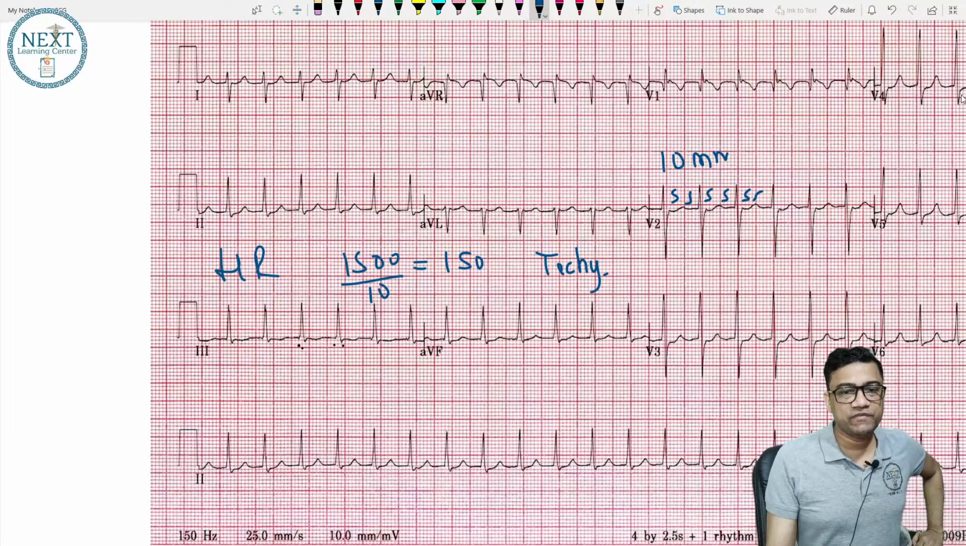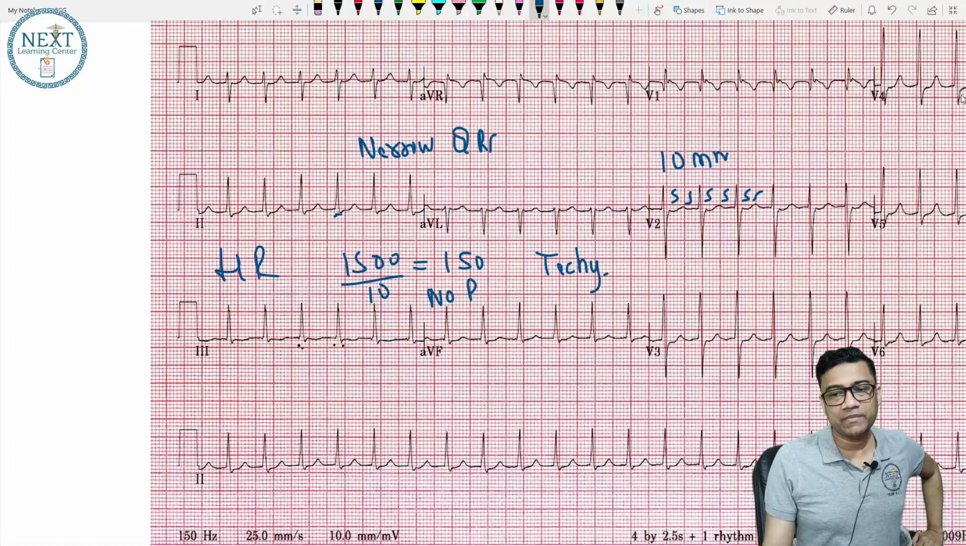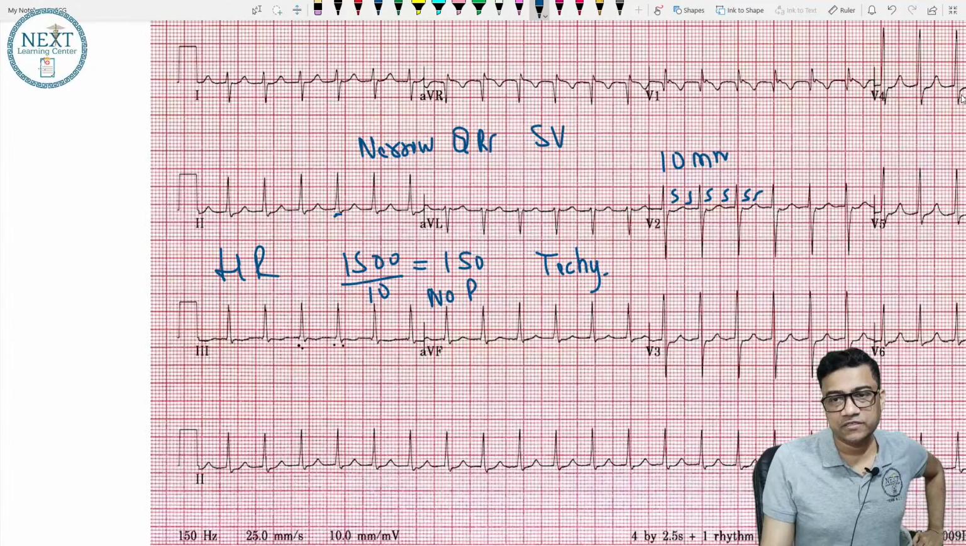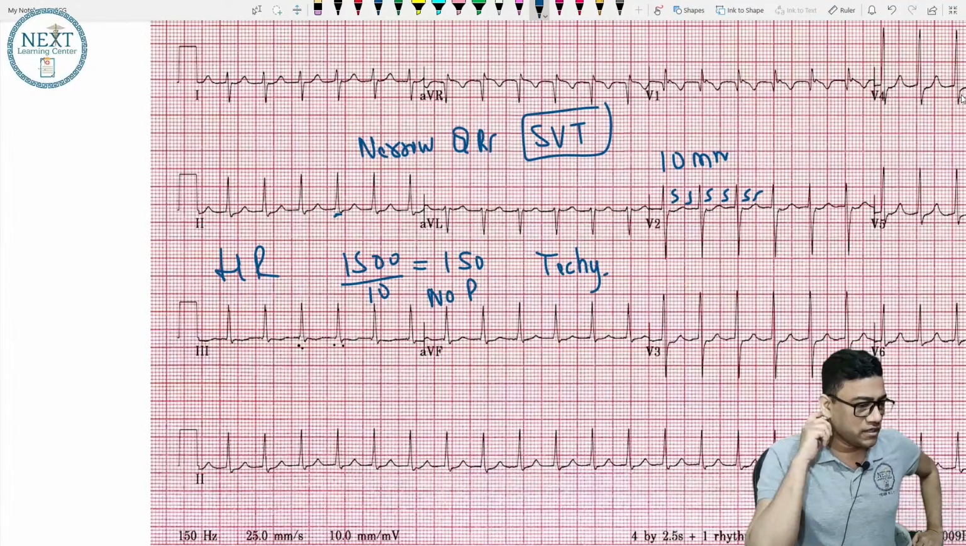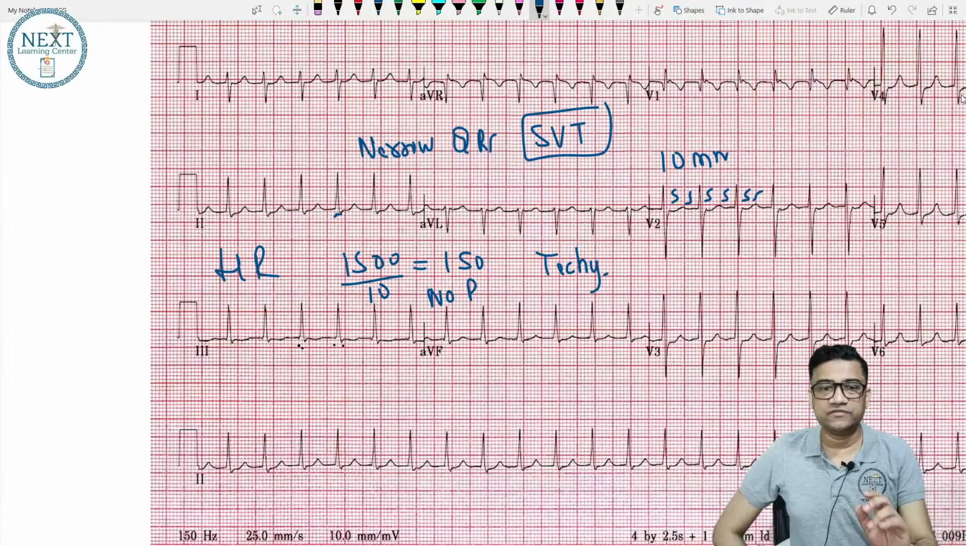Then, is P wave there? No P wave. See, there's no P wave, only T waves. No P, and the QRS is very slim. Can you see only 1 or 2 boxes? So 2 boxes. So there is narrow QRS. What did that become? Yes, it becomes SVT. So tachycardia, SVT. Yes, you are all right. Very good. So it is an SVT. That's what I'm telling you.